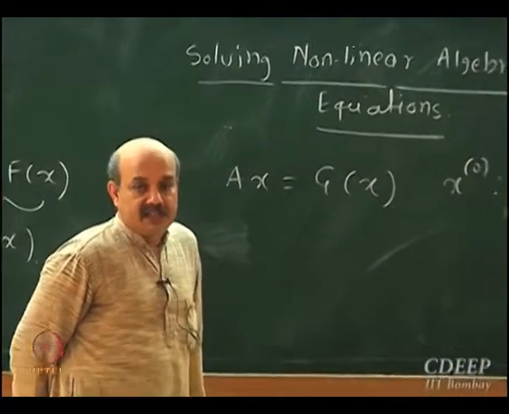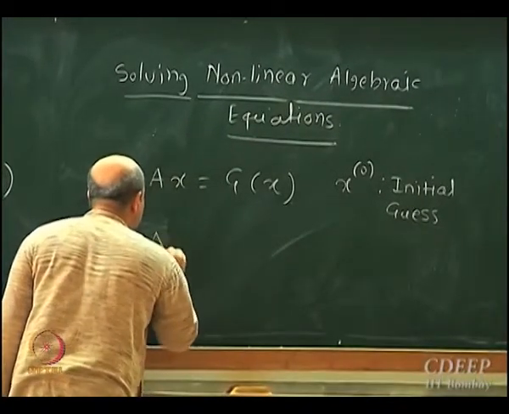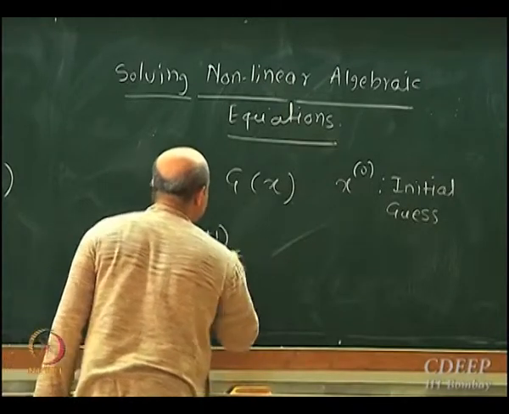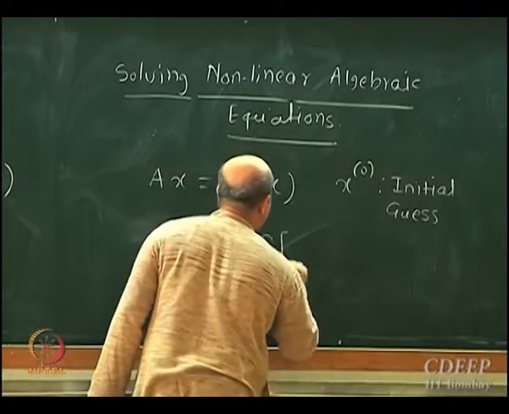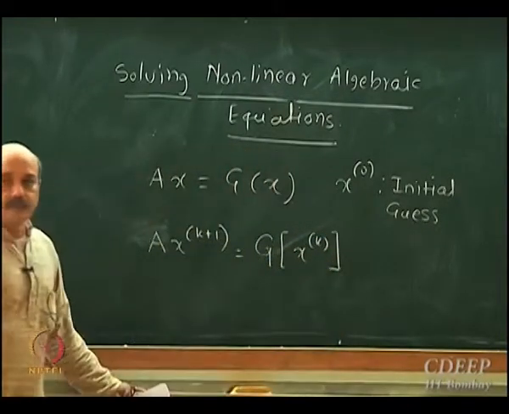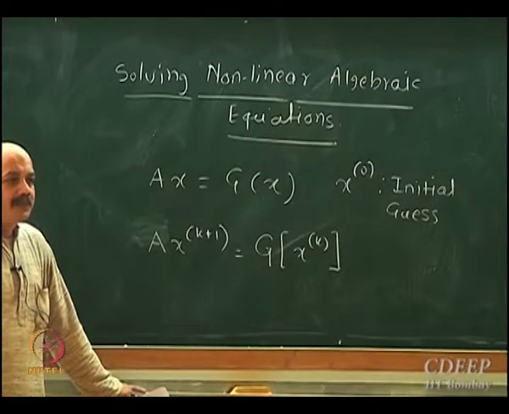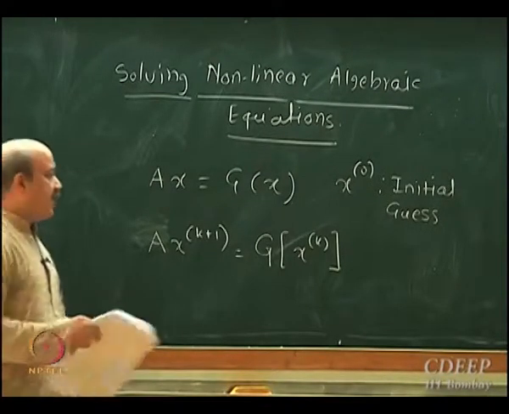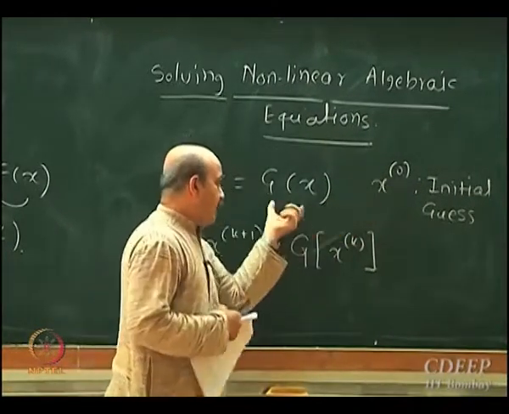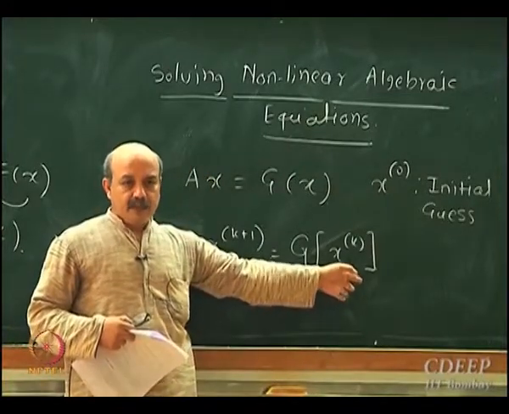x naught is my initial guess. Then I am going to solve for x_{k+1} is equal to g of x_k. Is everyone with me on this? I start with x0. If I substitute x0 here, I can compute this g of x. This is known to me.